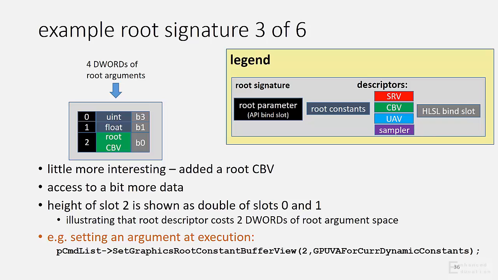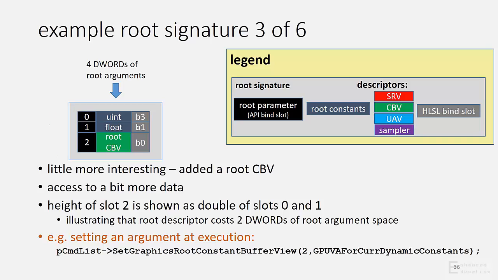This root signature consists of a couple of root constants and a root descriptor, in this case, a constant buffer view. You'll note that the height of the root descriptor is depicted as twice that of each of the individual root constants, and that's just a visual indication of the fact that root descriptors cost 2 DWORDs in the root signature, and that's because a root descriptor is a 64-bit GPU virtual address. So in this case, this root signature has an argument footprint of 4 DWORDs.